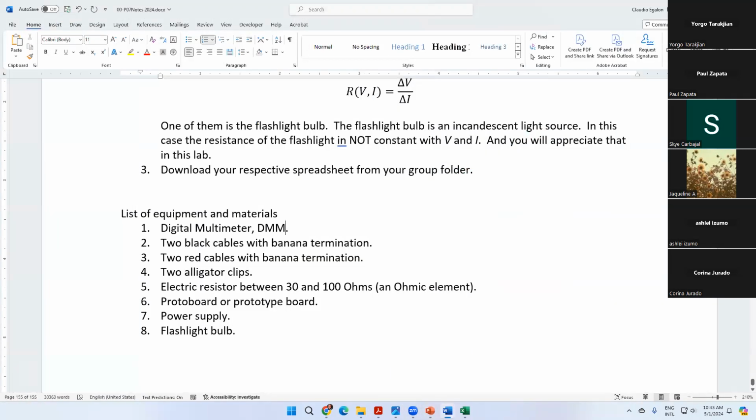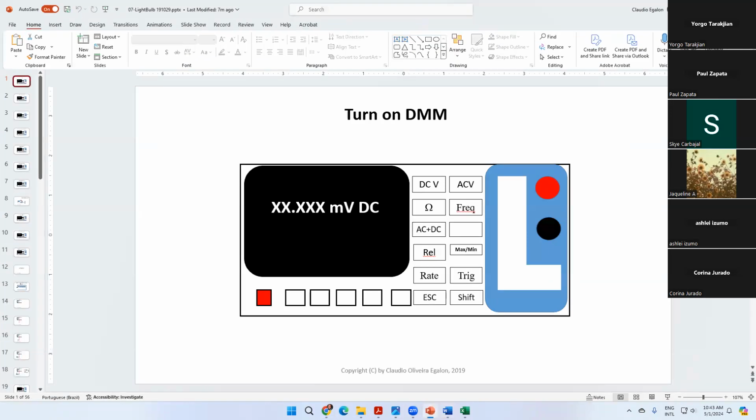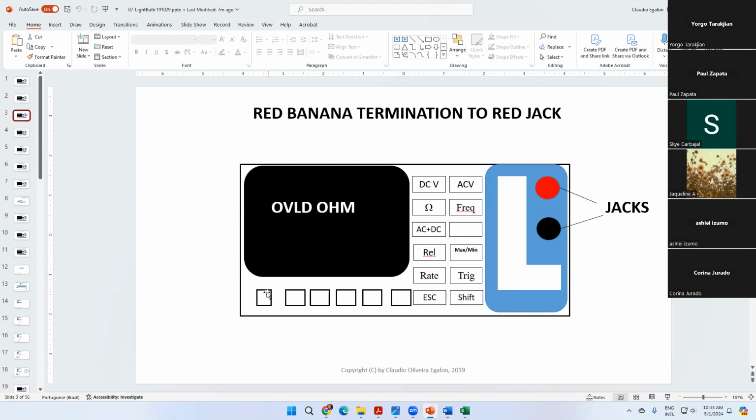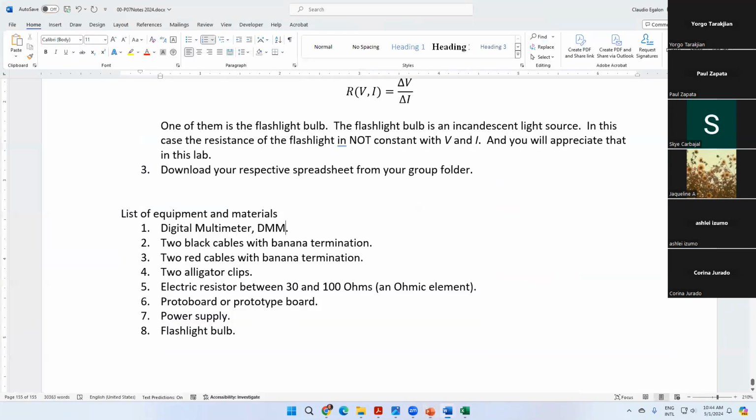I'm going to close this one here. This appears here in my slide. Make sure you set the multimeter to measure resistance. Multimeters can be used to measure resistance, voltage, current, and some other things too, capacitance, depending on the multimeter, frequency of a given circuit, right? What else? We have the jacks there in our multimeter. I'm going to connect the black banana termination to the black jack. So here you go.